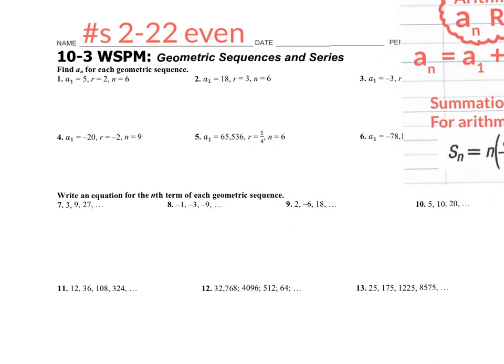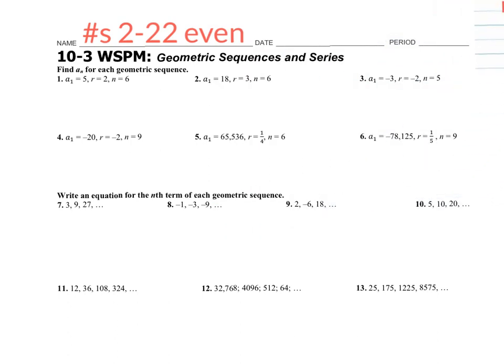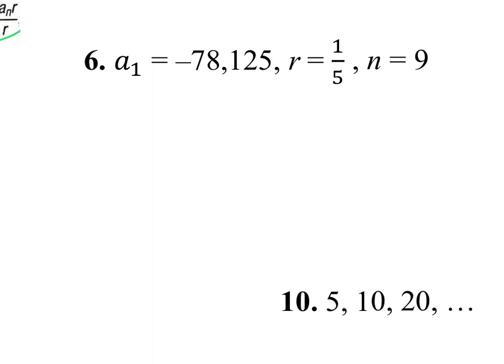Anyhow, let's jump right into it. I will begin with number 6 as it looks easier than 2 or 4. So if you understand number 6, you should be able to do numbers 2 and 4 easily. On number 6, the instructions say to find a sub n. They want the a sub nth rule. They want the machine that'll produce this situation where your first number is this crazy negative 78,125 and where there's a common ratio of 1/5 between the terms. And they tell you that your sequence is 9 numbers long.